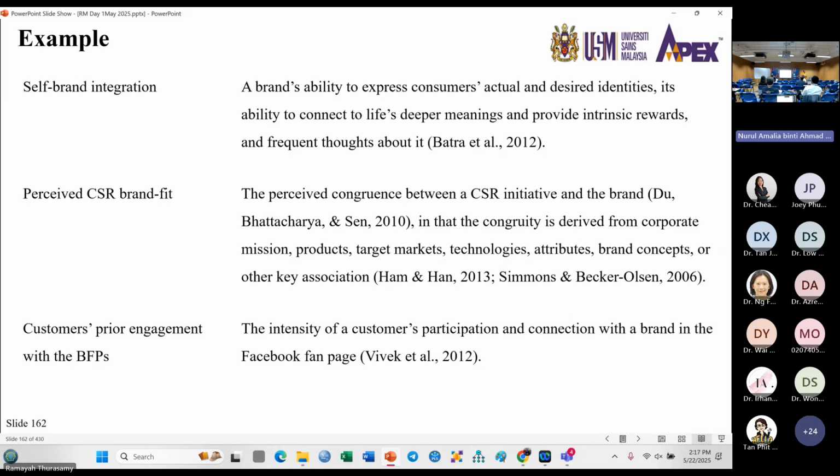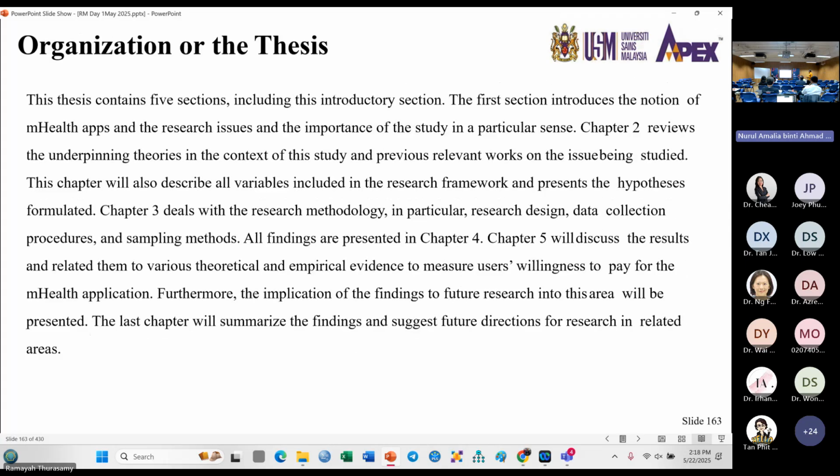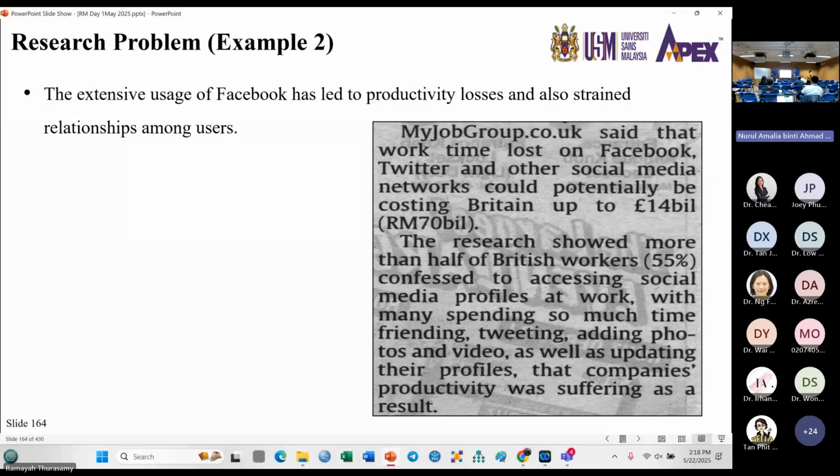Where do you take it from? This is an example that I would like to see. Not very long, really short explanation. Then we will have another section called organization of the thesis at the end. So this is the problem. We have another example of Facebook. You said that you want to study why Facebook is not so good. This is leading to productivity losses and strained relationships. And we can show some figures like this. How many billion losses is written, right?